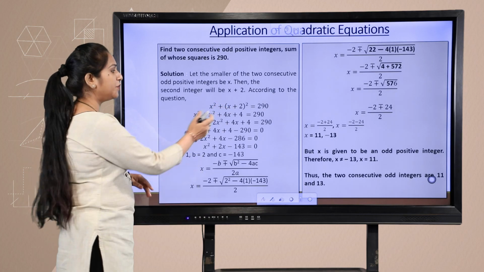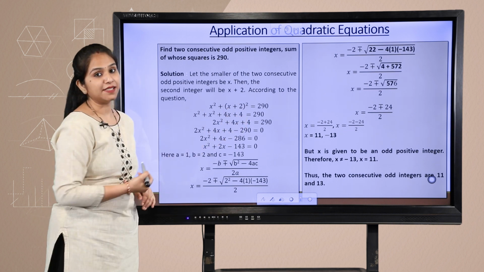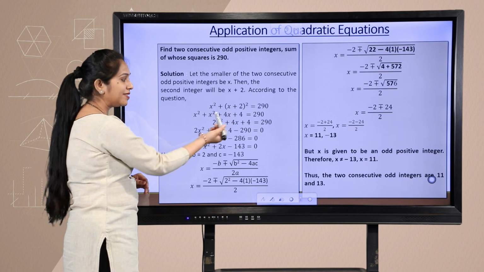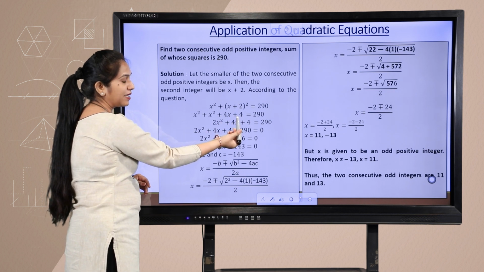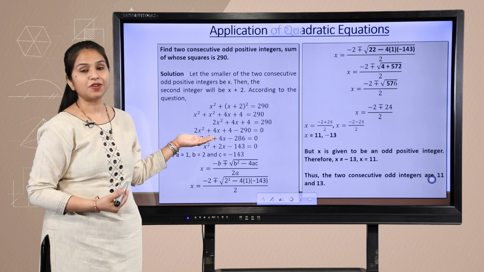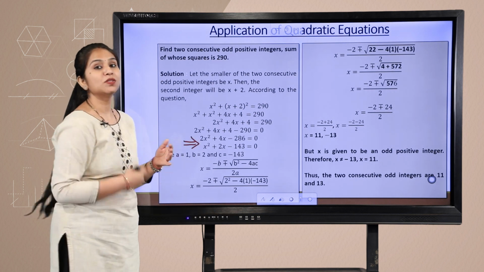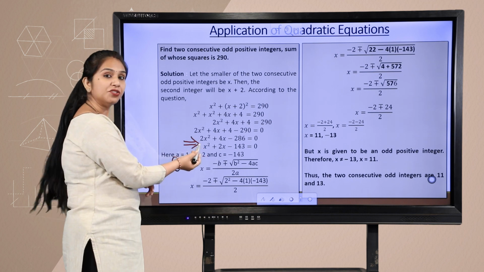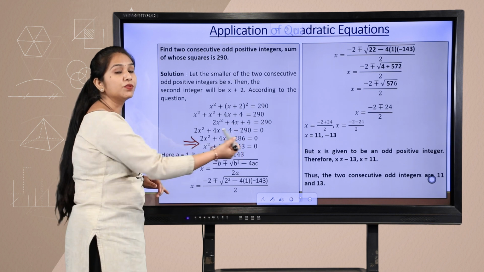Now children, here we can open this bracket by using identity number 1. So x square will be copied as it is, and using the identity, it is x square plus 2 into ab plus square of 2, that is 4, equals 290. Solve this in the way you know, by transposition. On solving, you reach this step: your initial equation is 2x square plus 4x minus 286 equals 0.